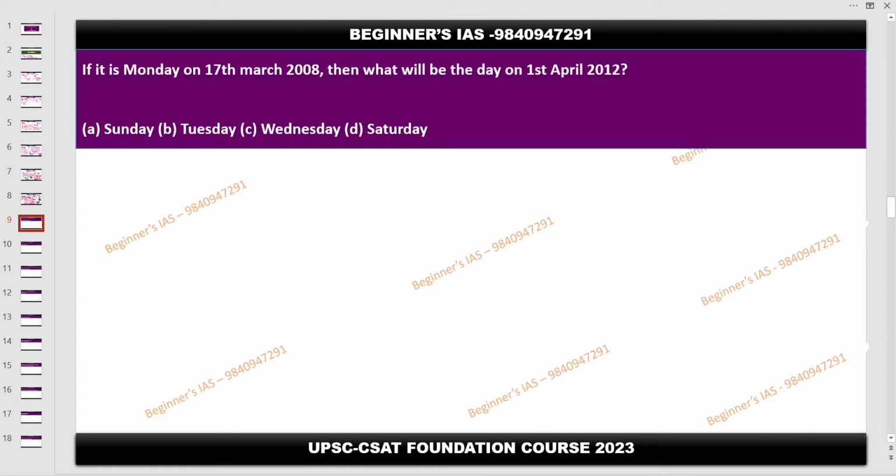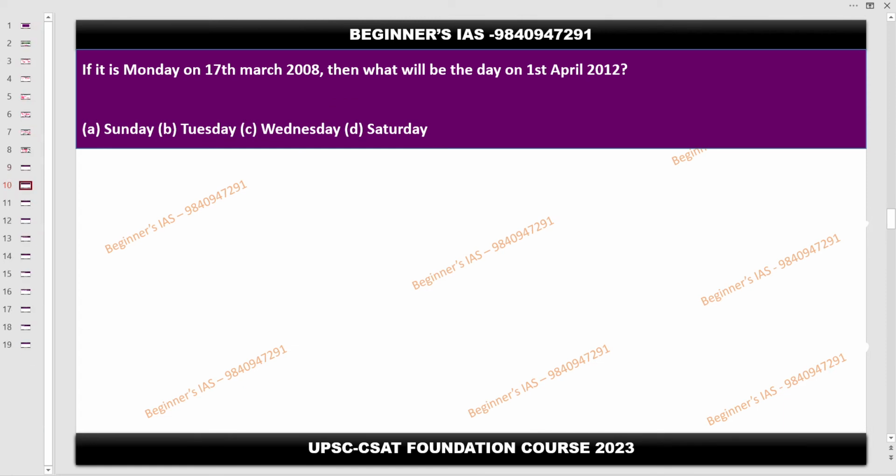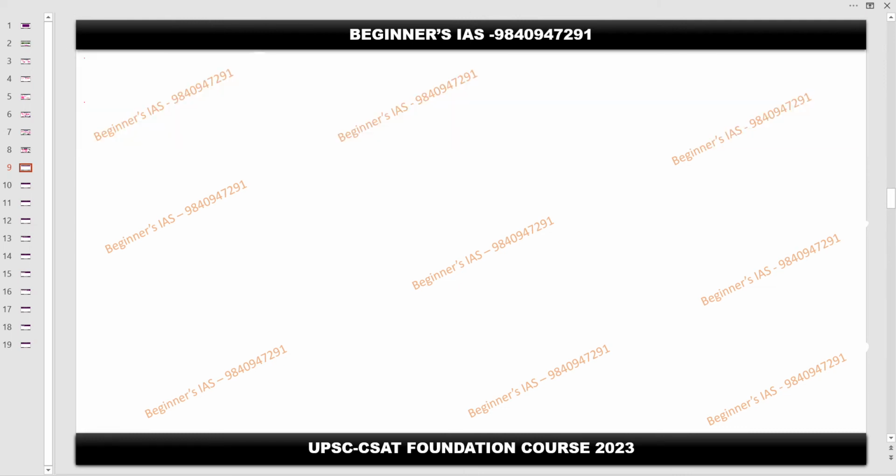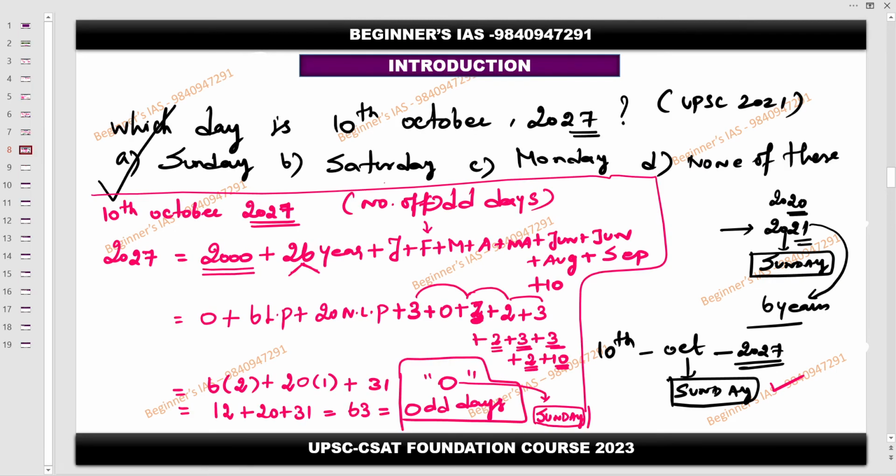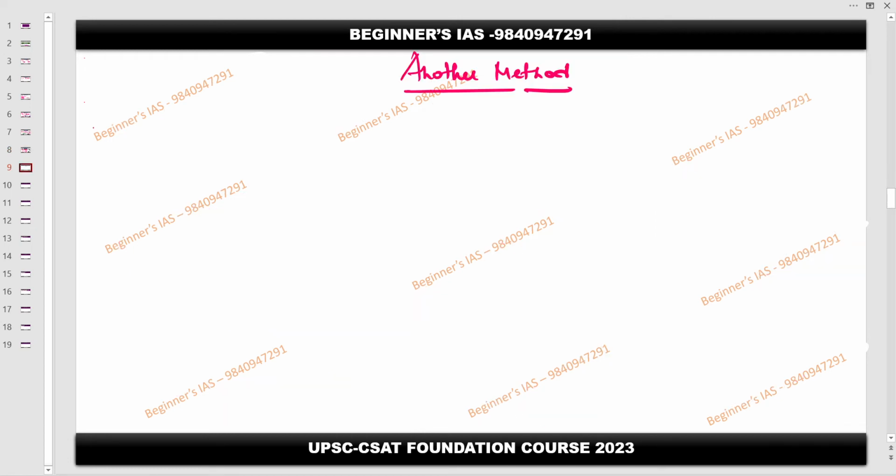Okay, wait a minute. Yes, now proceed. So now Pratish is saying another method. That method also you can do. So what I have done is one method. This method helps you solve without any confusion. There also you are going to calculate the same. So your 10th October, see, with this one question there are a lot of concepts out there. Please learn this. Listen carefully. 2027, right? Which day?